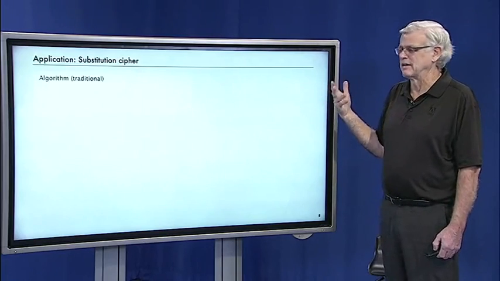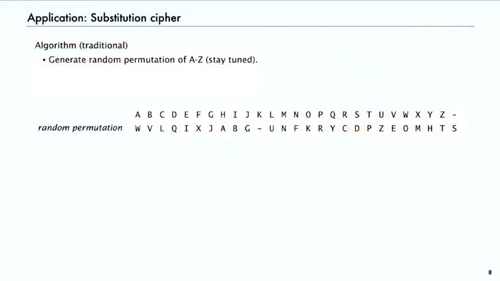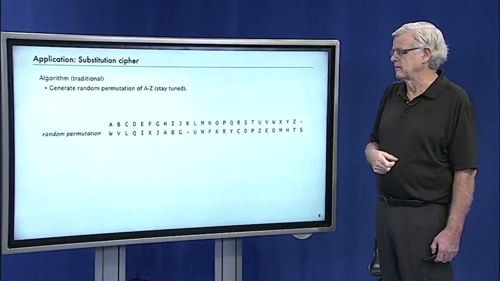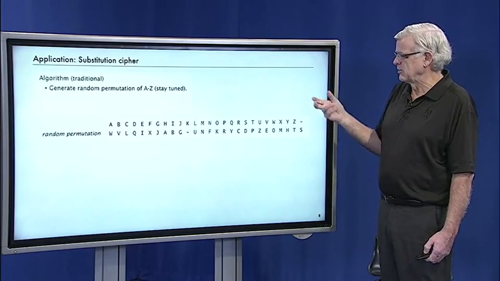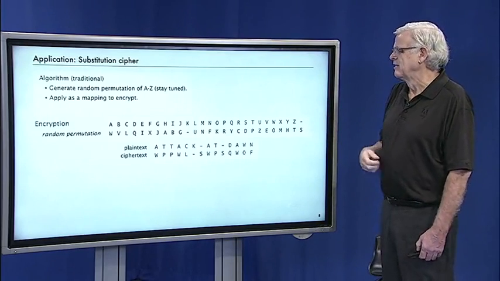One of the simplest cipher mechanisms is called a substitution cipher. First, generate a random permutation of the letters A through Z, and in this case we use a minus sign for a blank. And we'll talk about generating random permutations in a minute. And then we use that mapping to encrypt a message.